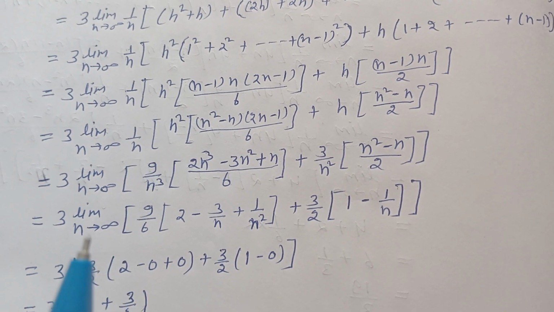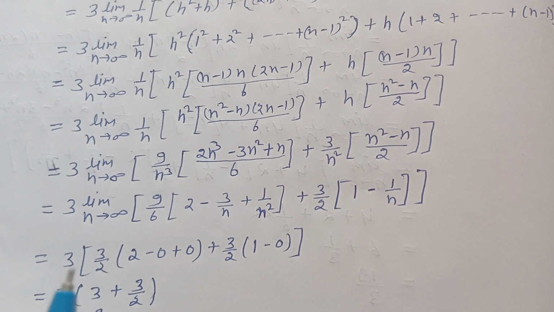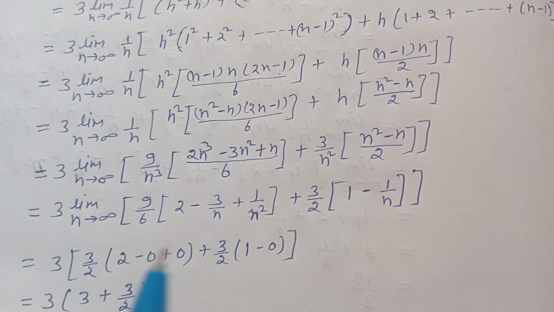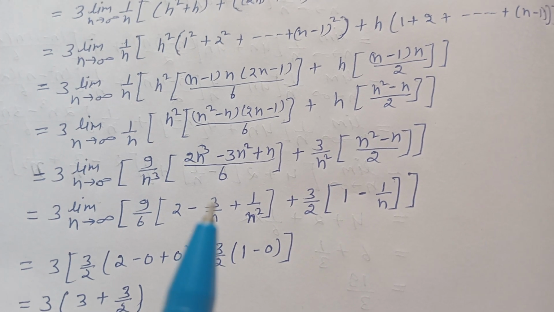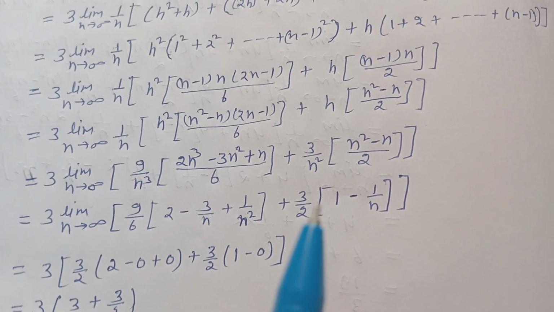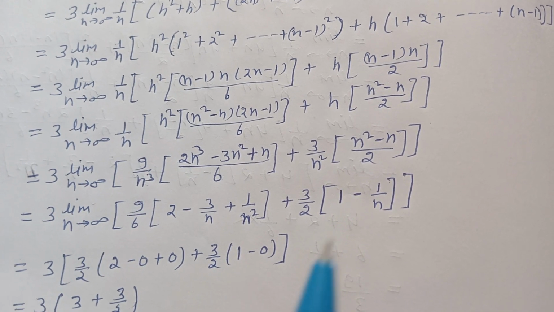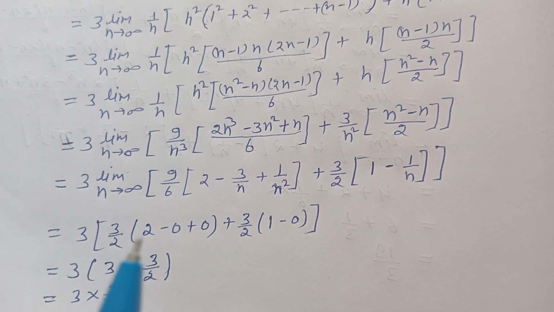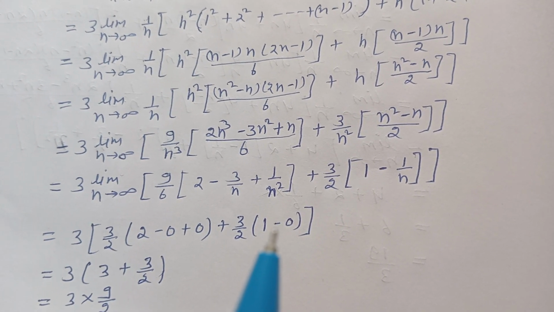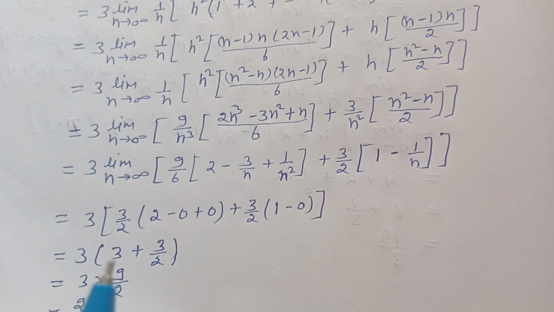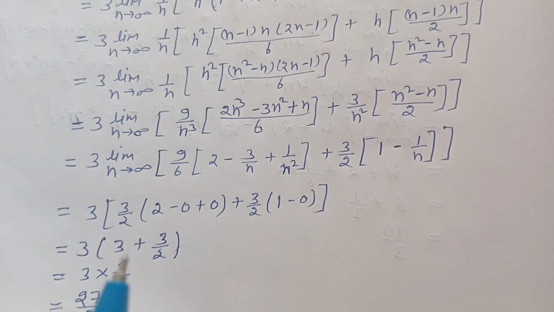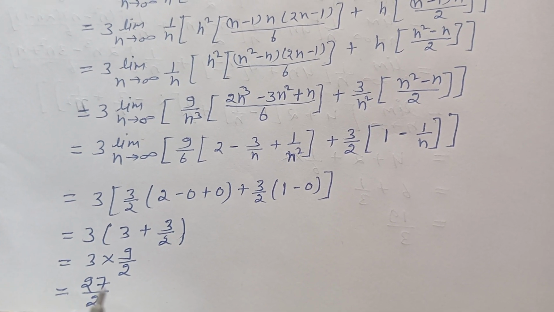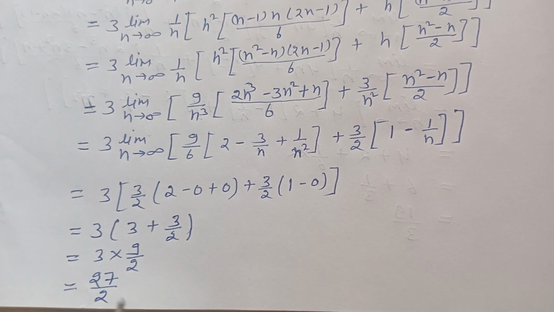Put the limit value n tends to infinity inside the brackets, so 3 bracket of 9 by 6, which is 3 by 2, bracket of 2 minus 0 plus 0, this is 0, this is 0, plus 3 by 2 and this is 1, so bracket 1 and this is 0, so minus 0. So 3 by 2 multiply to 2 is 3 and here 3 by 2 multiply to 1 is 3 by 2, so it is equal to 3 bracket of 3 plus 3 by 2, and 3 plus 3 by 2 is 9 by 2, multiplied to 3 is equal to 27 by 2. That is the solution of the question.